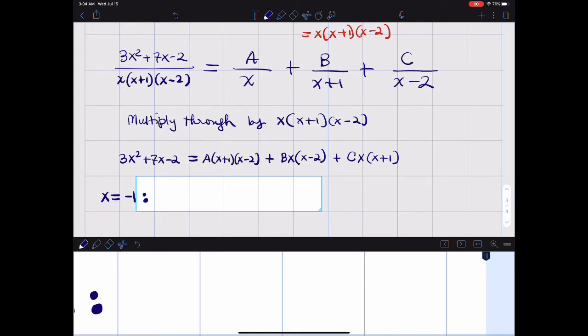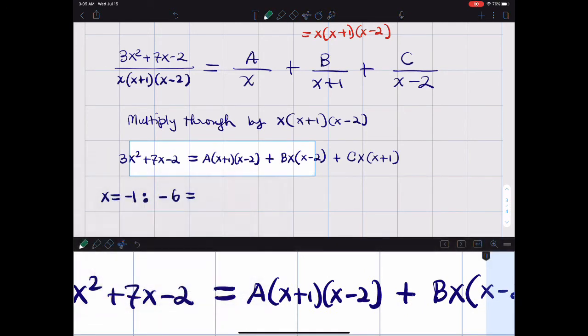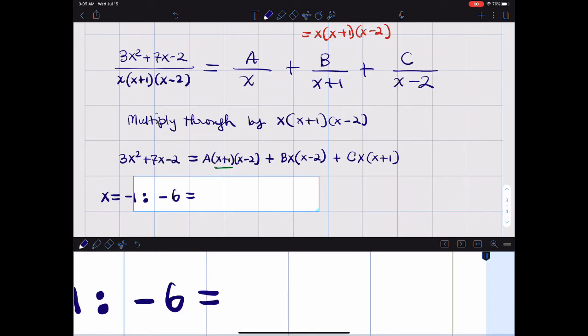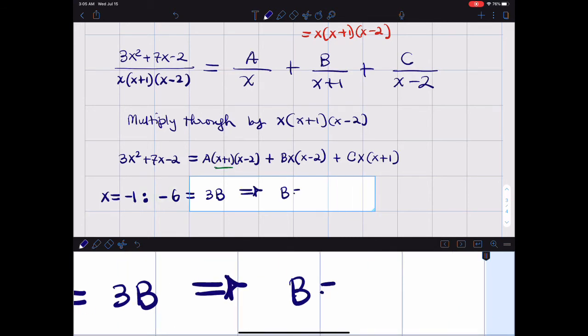So what is that? 3 minus 7 is minus 4, minus 2 is minus 6. So we get negative 6 on the left. If you plug in negative 1 on the right, the A term becomes 0, so that kills off the A. That kills off the C also. So we're left with B times negative 1 times negative 3, which becomes 3B. So this tells us that B is equal to negative 2. So we've gotten our B.